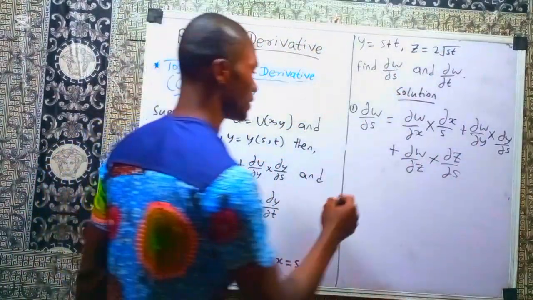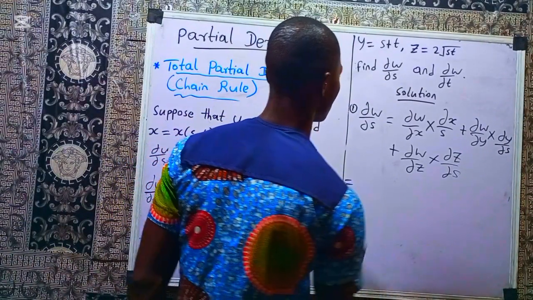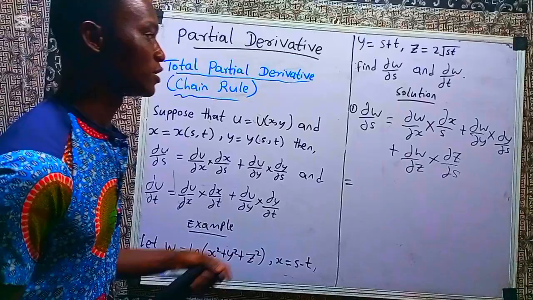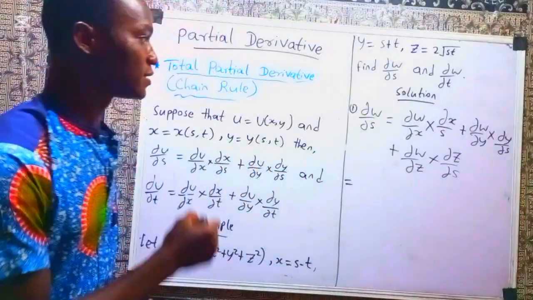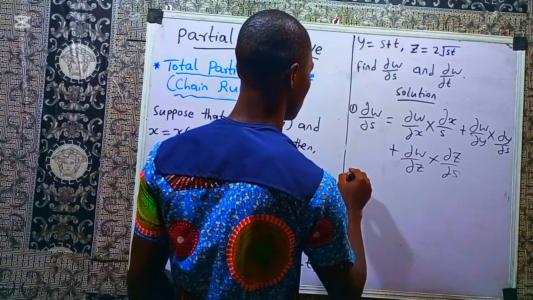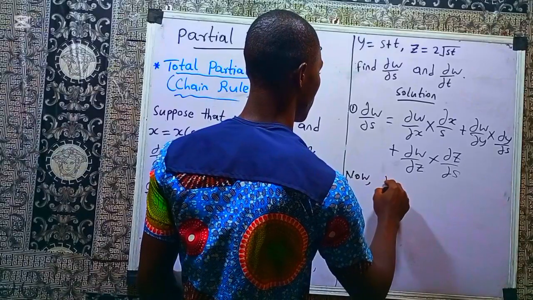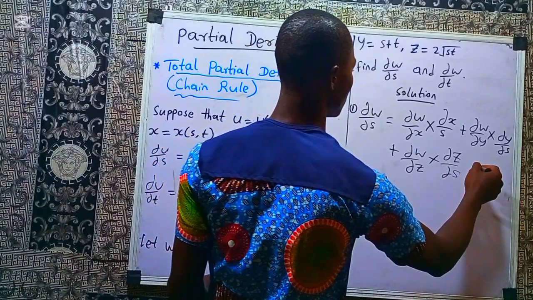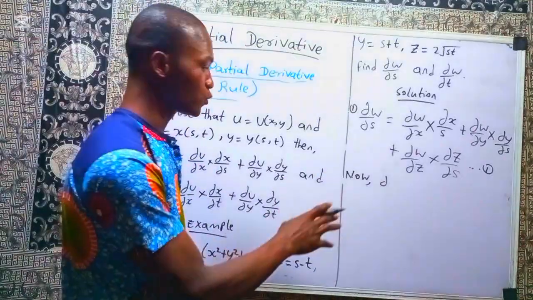So let's get the respective solution. Now this will be equal to... now what is partial w, partial x? Let's get the result. Let me call this one equation 1. Let me get those answers and substitute.